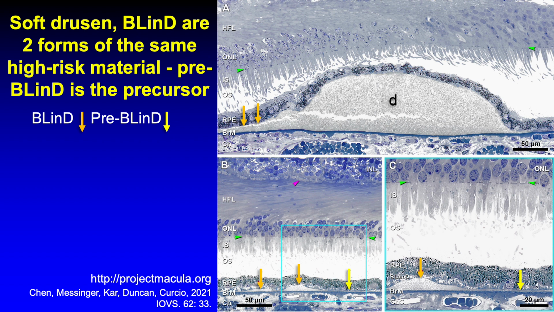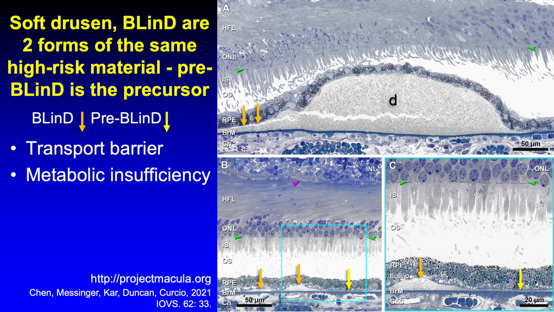Soft drusen and basal linear deposit, BLinD, are 2 forms of the same high-risk material. Soft drusen is a name given from color fundus photography. These represent a lump and a layer, and pre-basal linear deposit is an even thinner precursor. Together, these form a transport barrier that puts the RPE into a state of metabolic insufficiency.